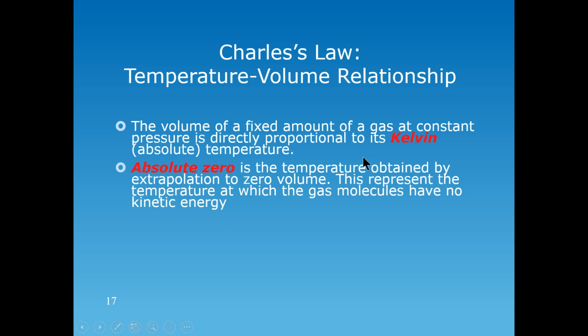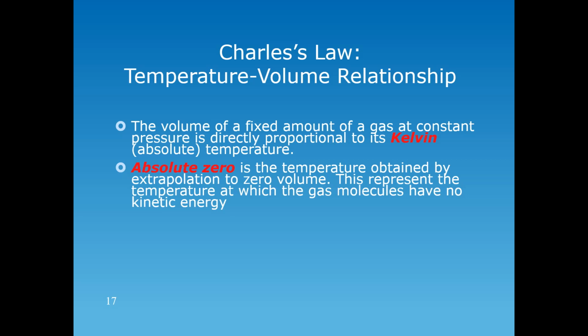Now, some more things about the Kelvin temperature. We're going to see how we arrive at this particular scale, the Kelvin scale, by talking about this concept of absolute zero. Absolute zero is a temperature obtained by extrapolation to zero volume, and I'm going to show you what that looks like graphically. This represents the temperature at which the gas molecules have no energy whatsoever. So basically what this is suggesting is that at absolute zero Kelvin, the molecules will have no vibrational energy, no rotational energy, and no translational energy.